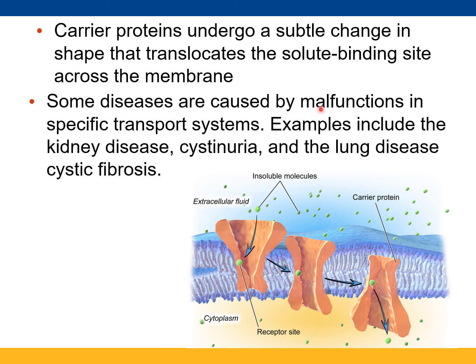We do see specific diseases caused by transport systems that malfunction, like certain types of kidney disease, what we call cystinuria is an example of that. Cystic fibrosis, that's more of a channel than a carrier. But in any case, we do see diseases associated with malfunction of channels and carriers.